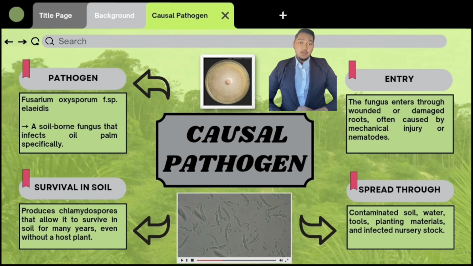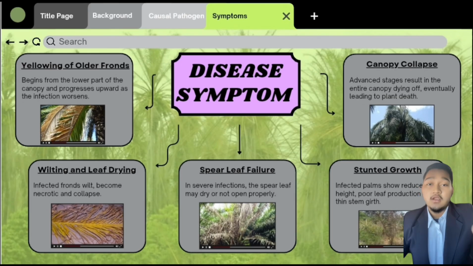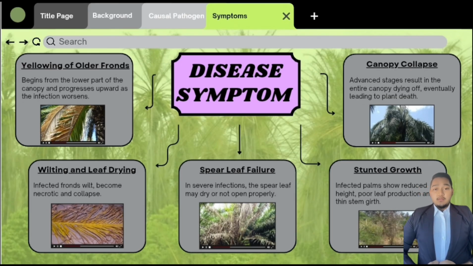And next, we move to the symptoms that we can see when the palm is infected by this disease. So, the first symptom is yellowing of the lower or older leaves, which we also call fronds. Then the leaves start to wilt, dry up and die one by one from the bottom up. New leaves may look small or pale, and sometimes the spear leaf doesn't open at all. The whole plant becomes stunted and weak, and in serious cases, the palm dies completely. So all of this happens slowly over several months.